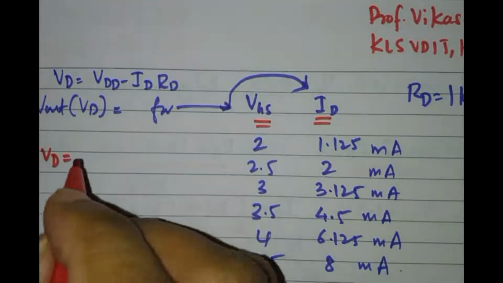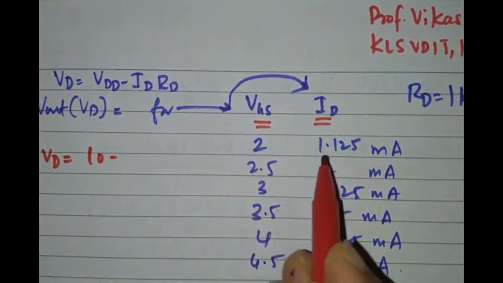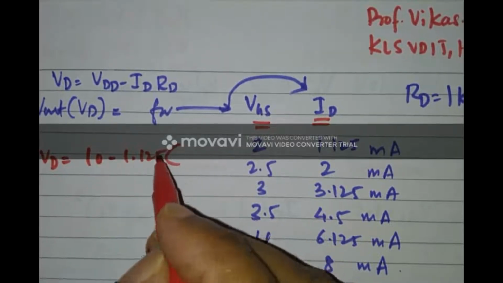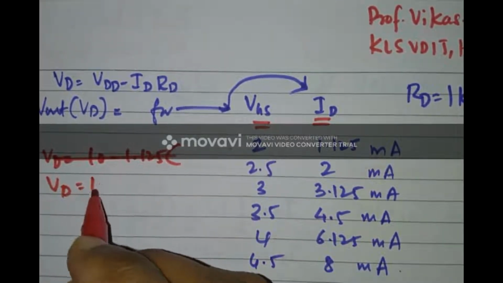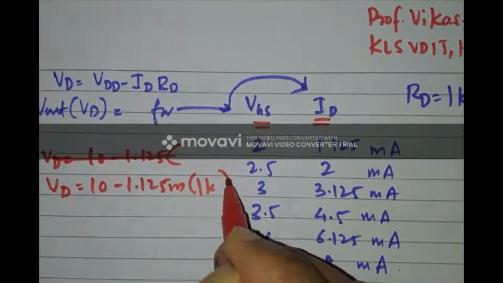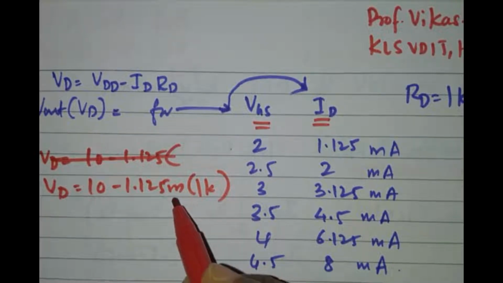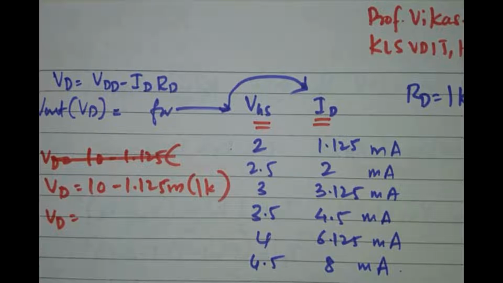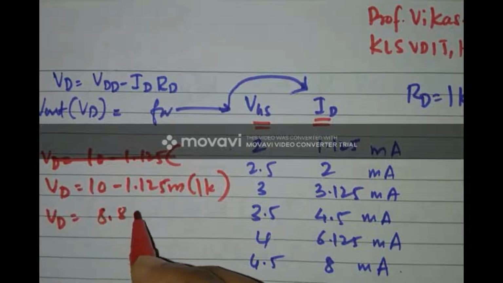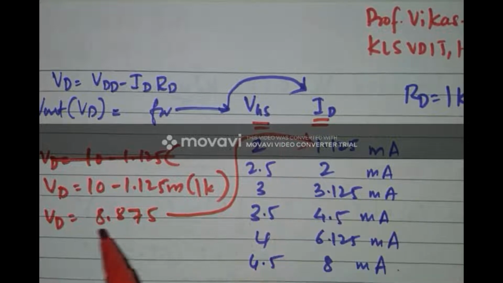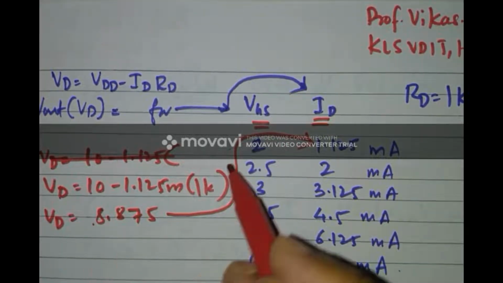So the equation will be as simple, since VDD is 10 minus my ID, 1.125 for the first case. Let's do it once again. So VD is 10 minus 1.125 milli and RD is 1k. Kilo and milli will cancel out, and my equation will be a very simple equation, 10 minus 1.125, which will be 8.875. So this is my VD for this current, or this is my output voltage for this input voltage.